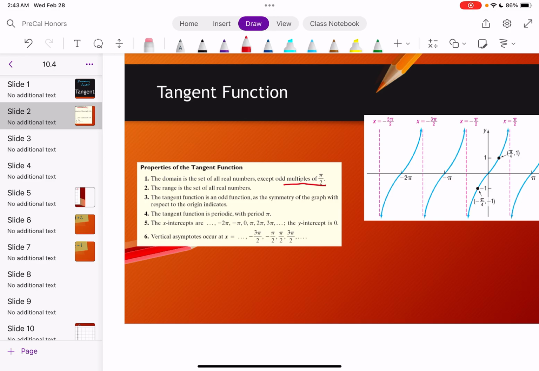The range, on the other hand, will go from negative infinity to positive infinity, so it's going to be all real numbers. You can see it here. It continues to increase upwards, and it continues to decrease downward. There is no breaking point at any given point.